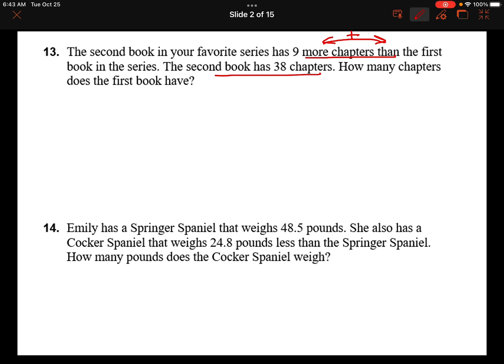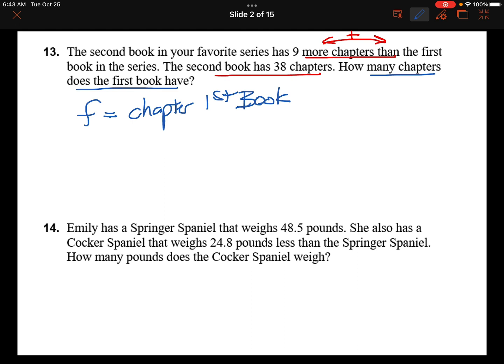Whenever we're trying to write equations for story problems, we want to define a variable. So we want to figure out what are we missing? In this case, we're missing the number of chapters in the first book. Because there's a first book and a second book, I'm going to call the number of chapters F in the first book, because that way I'm not confused with, am I talking about the first book or the second book?